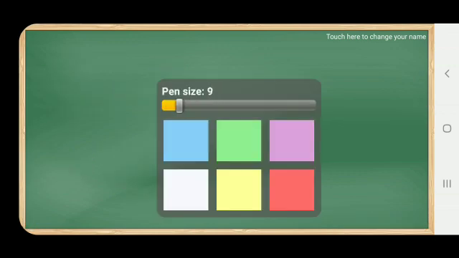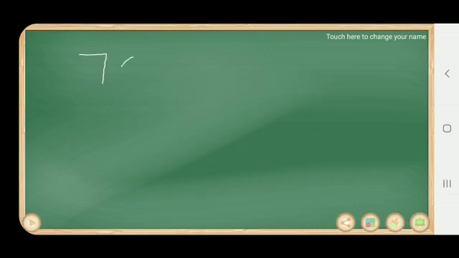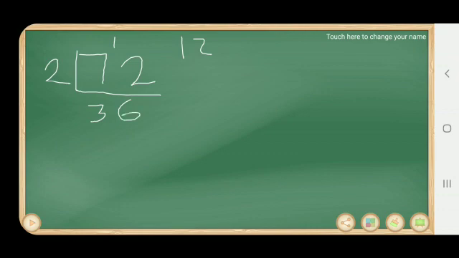72. Since it is an even number, I can take 2. In 7, how many 2's are there? 3. Dividing by 2 means just take the half. That method also you can use. Otherwise, 3 into 2, 6. What's remaining? 1 remaining. That remaining 1 and 2 become 12. In 12, how many 2's are there? 6. Again even number. If you can see an even number, no doubt we can write 2 here.